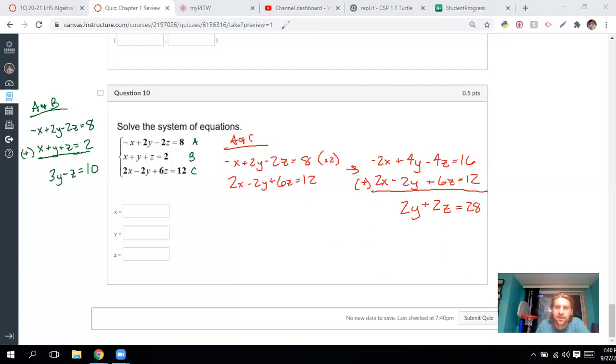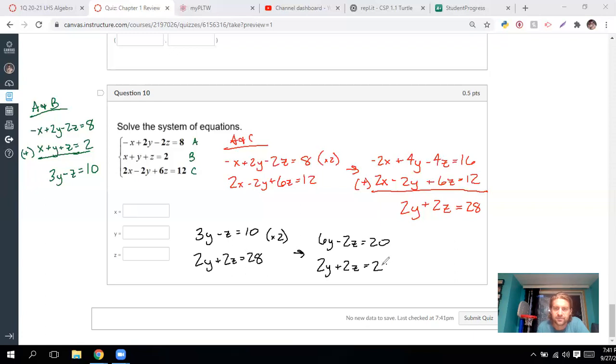Okay, so once we do that, we're going to take our two answers and stack those up. 3y minus z equals 10, and 2y plus 2z equals 28. So now we're going to do elimination with these two to get rid of one of the variables. I'll multiply this first row by 2, because then the z's would be opposite. So 6y minus 2z equals 20, and 2y plus 2z equals 28. If I add these together, I would get 8y equals 48.